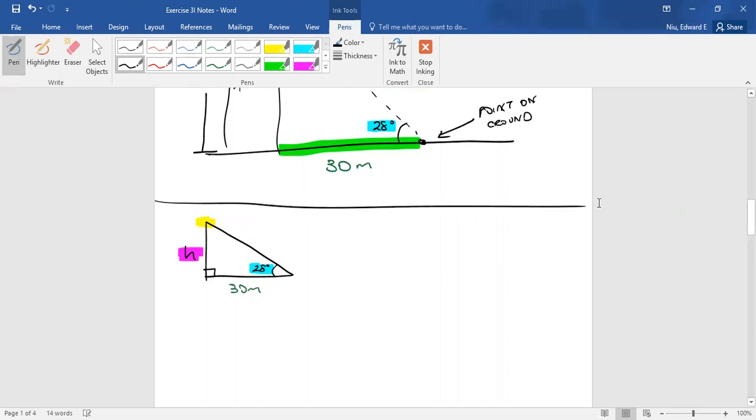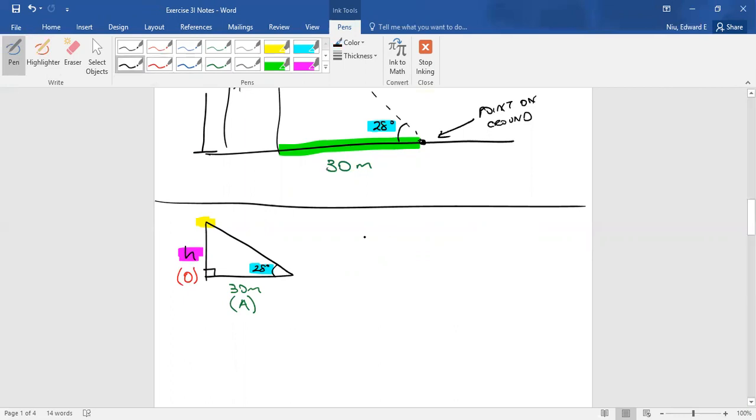All right, so what we're given here is the adjacent, because it's touching the 28 degrees and it's not the long side. So in other words, it's not the hypotenuse. What's this height side? Again, this isn't the H for hypotenuse. This is actually the opposite. All right, so this is the O.